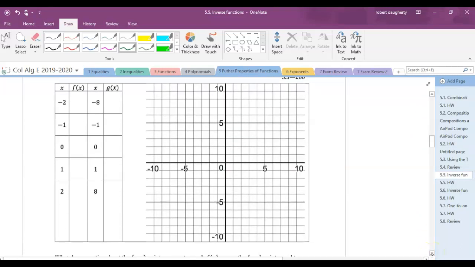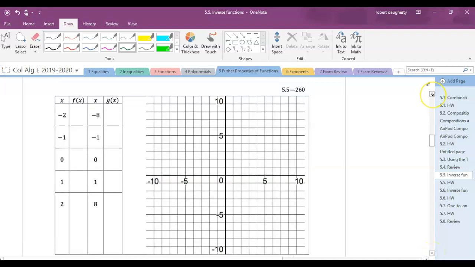This is our parent function. We want to graph x cubed and the cube root of x. So this is a parent function. We already know what it looks like. What is negative 2 cubed? Negative 8. Negative 1 cubed is negative 1. 0 cubed. 1 cubed. And 2 cubed.